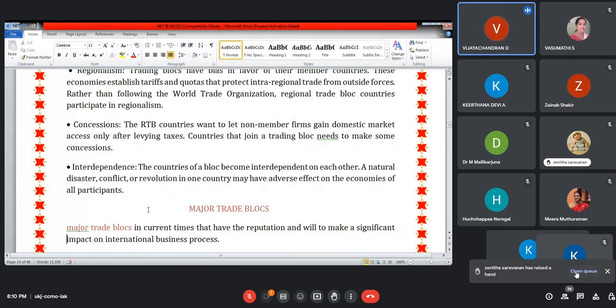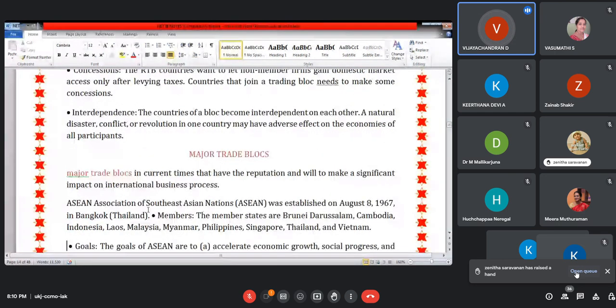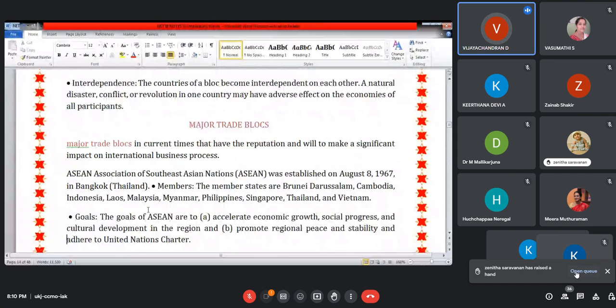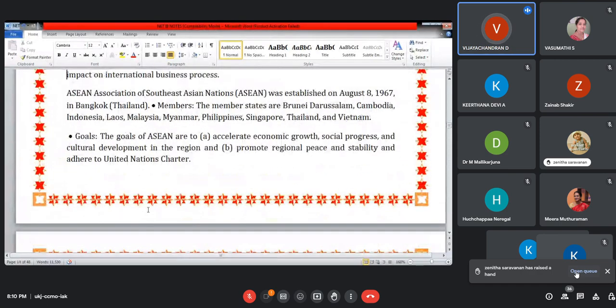What are the major trading blocks? I told you ASEAN, the Association of Southeast Asian Nations. Kindly note, friends, you may be thinking that India is one of the members. No, that is very important. If you see ASEAN, what comes to your mind? Okay, India will be a member. That is not the answer. That is the reason I'm pinpointing this. The question may be asked: in which of the following trading blocks is India not a member? If ASEAN is one of the options, you will pick that answer. ASEAN means Association of Southeast Asian Nations, but India is not one of the members. Established 1967, August 8th, headquarters Bangkok, Thailand.